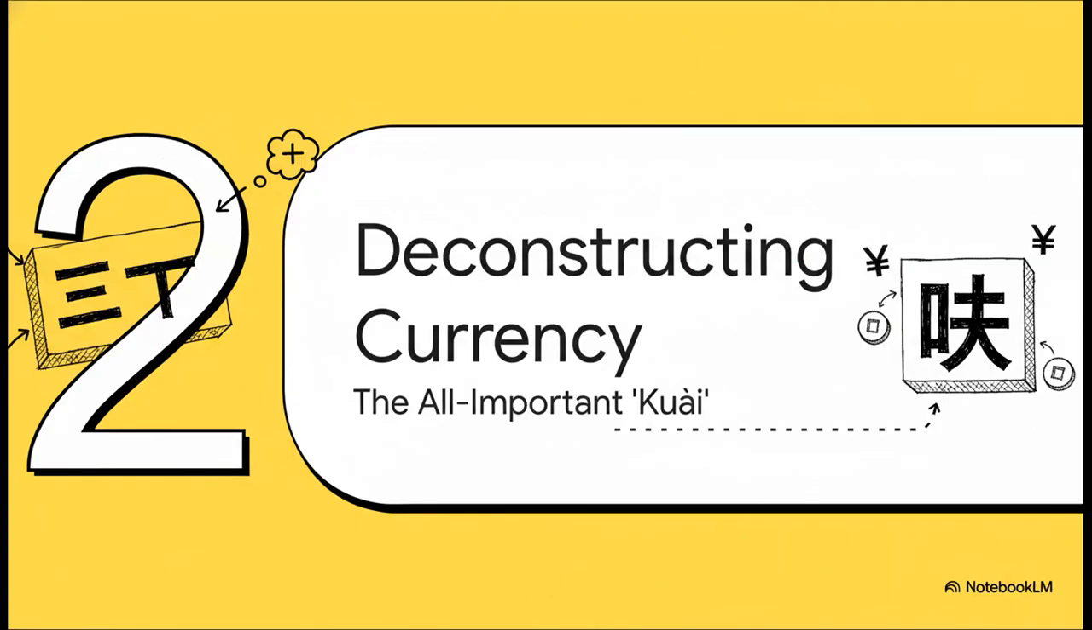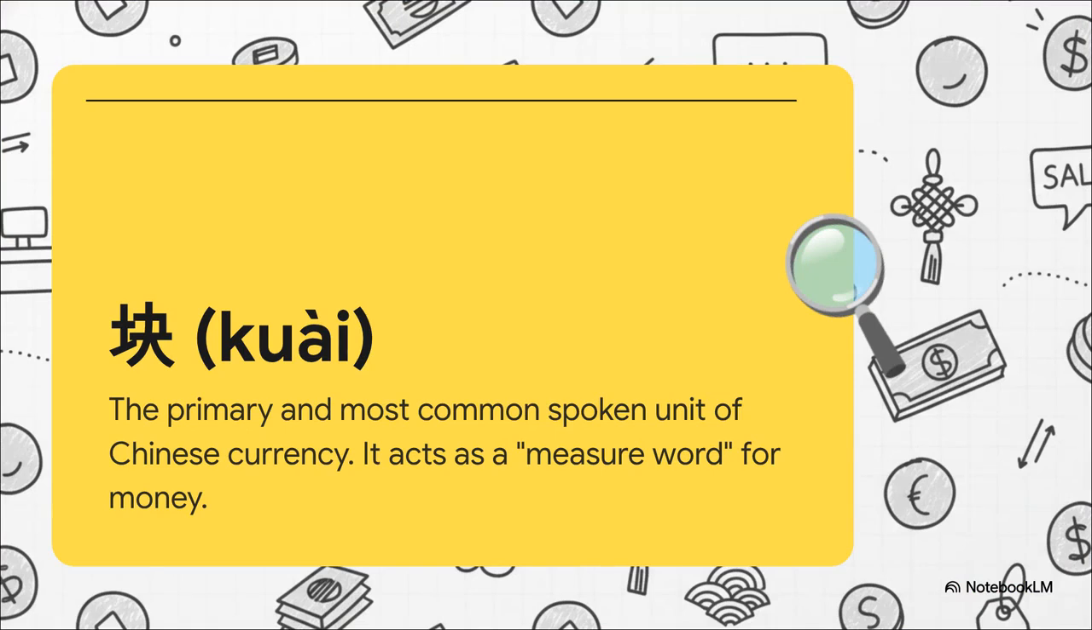So we have our number, 20. But a number by itself doesn't make a price, does it? It needs a unit. 20 what? That brings us to the next, and I would argue maybe the most important building block in our entire phrase. And that character is kuai. In pretty much any daily transaction you can imagine, this is the word you're going to hear and the one you're going to use for the main unit of currency.